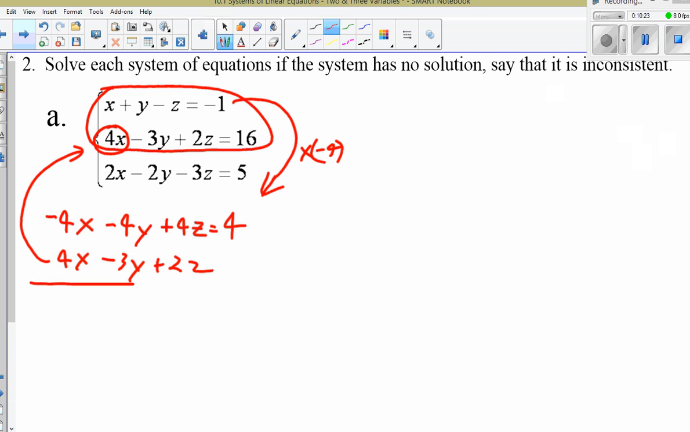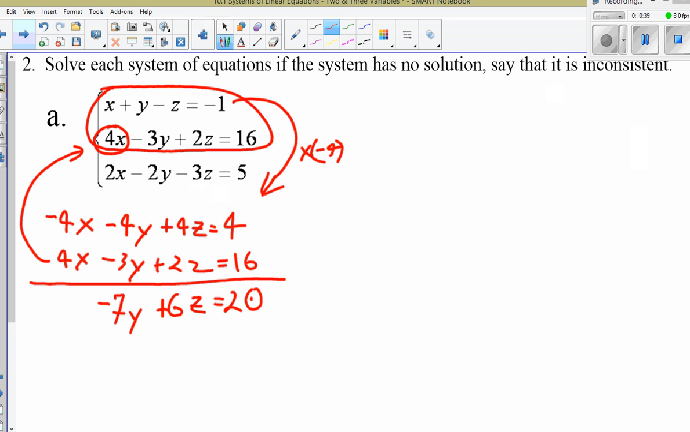So now when I stack this up, I'm going to get -7y plus 6z. This was 16 here, so this is equal to 20.